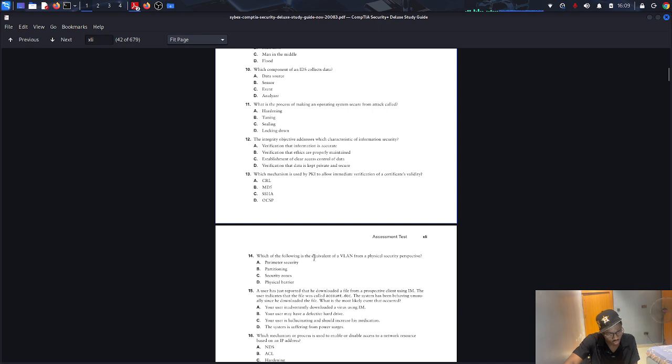Which of the following is the equivalent of a VLAN from a physical security perspective? Perimeter security, partitioning, security zone, physical barrier. Perimeter security, I don't know. Perimeter security.